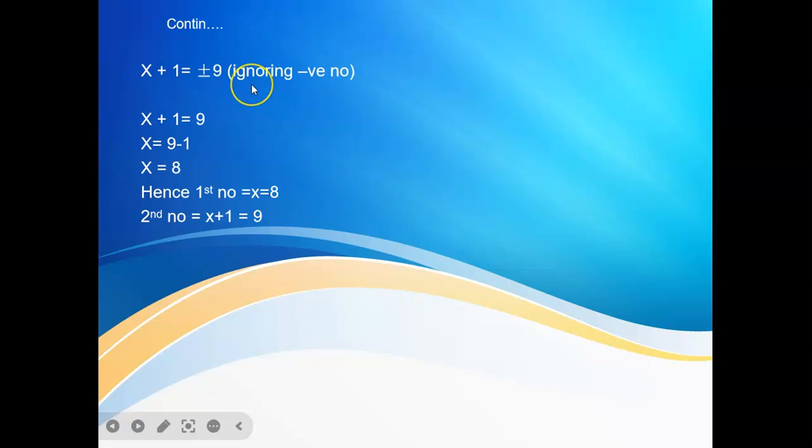We will ignore the negative number क्योंकि question में only positive number की बात है, ठीक है. तो therefore x plus 1 will be equals to 9 and x is equals to 9 minus 1. x की value है 8. तो therefore the first number will be x. इसका आंसर आपके पास होगा 8 and second number that we had taken was x plus 1. Therefore the second number will be 9.